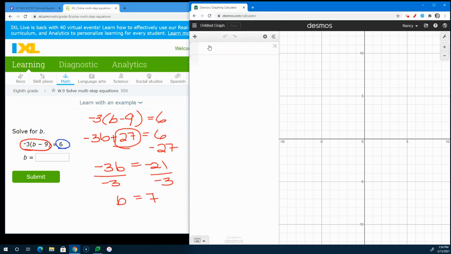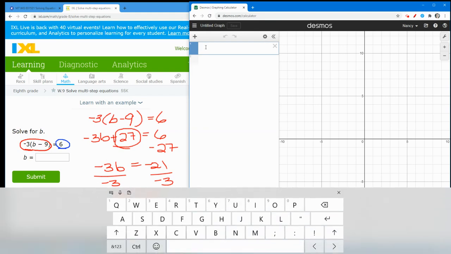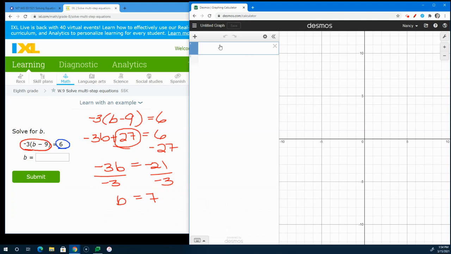On the left side, let me just show you what would happen if all I did was enter -3 and then in parentheses b minus 9. That won't work. It's asking me to add a slider, and what that means is one where I can change the numbers from 1 to 10 or whatever.